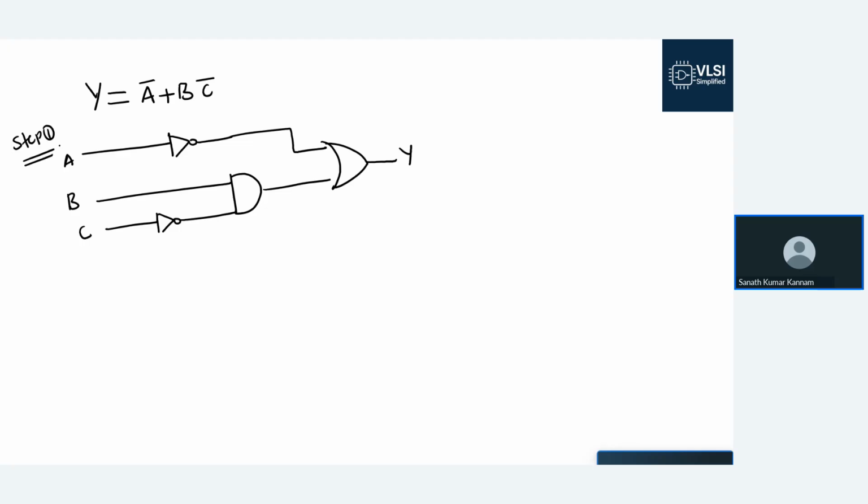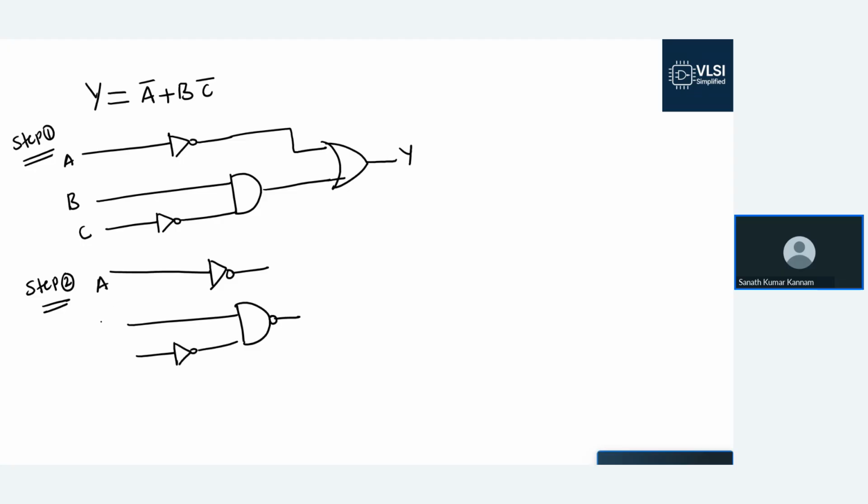First, you need to draw the given logic expression into AND OR invert. Step 2: wherever the AND gates are there, you need to apply the bubble at the output, and wherever the OR gates are there, you need to add the bubble at the input. So here this is AND gate, I'm adding the bubble at the output. So here this is A, B, and C, and here I'm adding the bubble at the input.